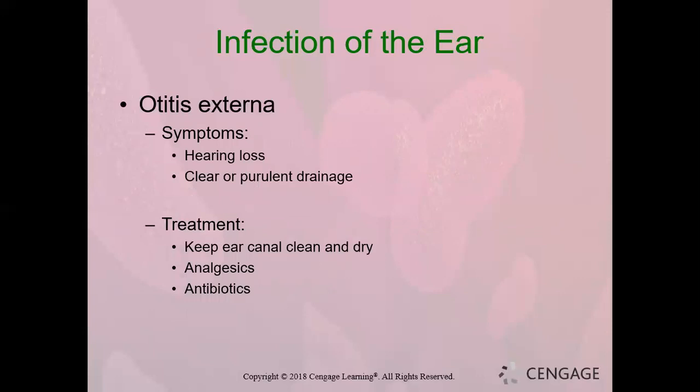They can have hearing loss, clear or purulent drainage, which just means it's going to look like a yellowy green color. Treatment is to keep the ear clean and dry. They're going to give them pain medication and antibiotics like I talked about.